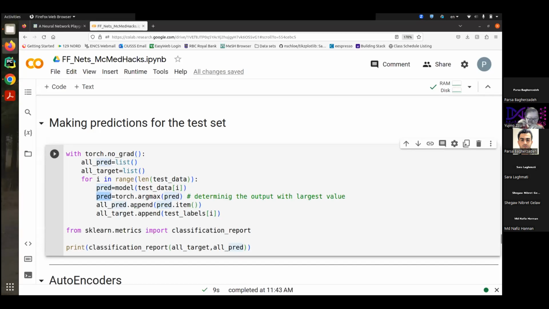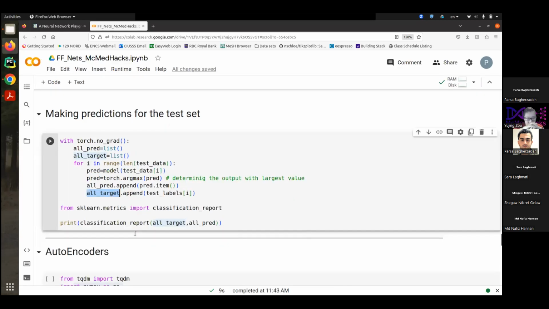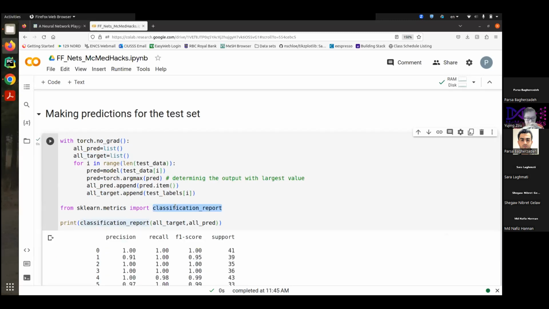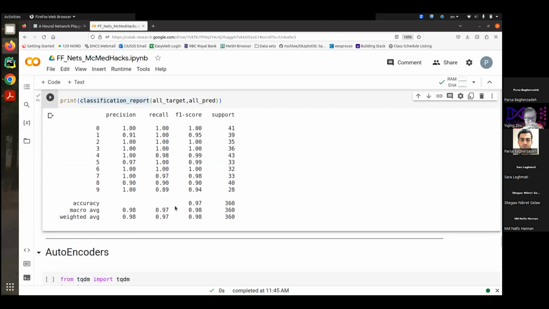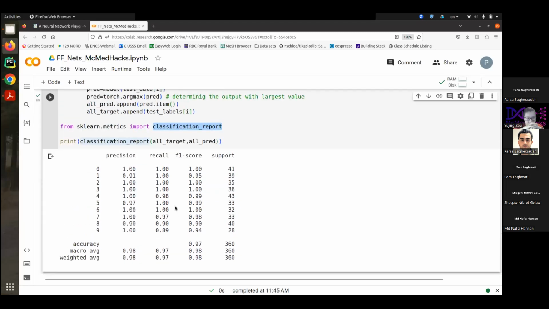Then I'm gathering all of my predictions in a list, and all of my gold labels in a list. Once the loop over the test data is finished, I'm evaluating my model using metrics provided with sklearn, like classification report. So let's loop over my test data. You can see very detailed information on different classes, from class 0 until class 9. What is the precision, what is the recall, and what is the F1 score?